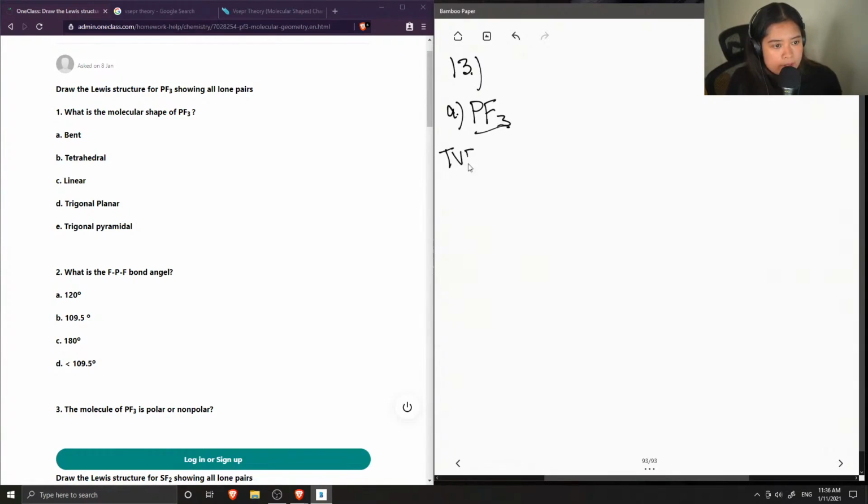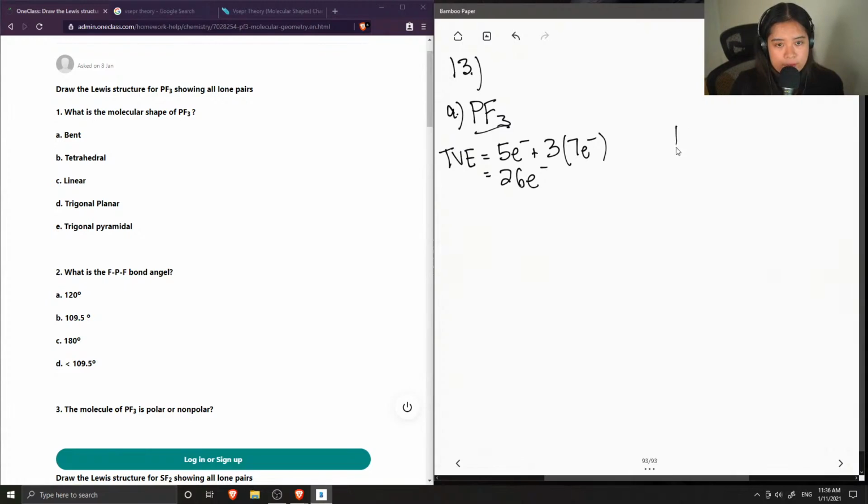So let's find the total valence electrons, where phosphorus has 5 valence electrons, and fluorine contains 7, but there are 3 fluorine atoms, so we multiply it by 3, and this gives us a total of 26 valence electrons.